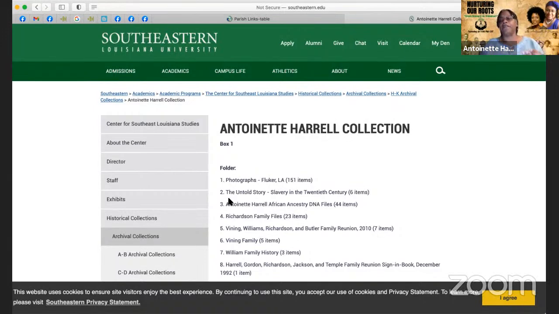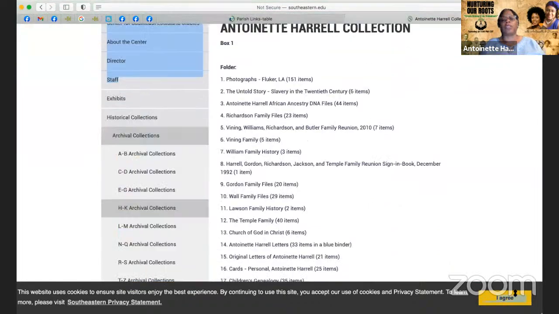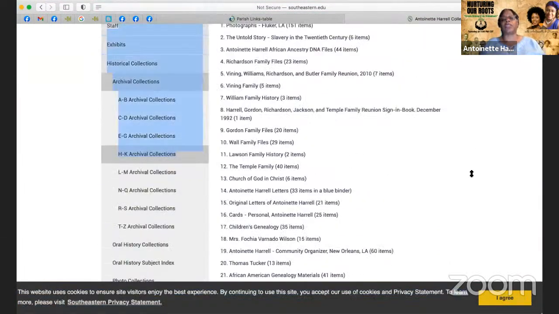No, you cannot see the visual record, but it tells you that in box 1, folder 1, there are photographs of Fluker, Louisiana, 151 items. That's a lot of photographs. And if you come down here, you see number 5, Vine and William Richardson and Butler family reunion pictures. So if somebody is looking for something in this area, you can just take your time and stroll down, and you see there's a lot of family histories that I have. The Gordon family files, 20 items. The Wall family files, 29.